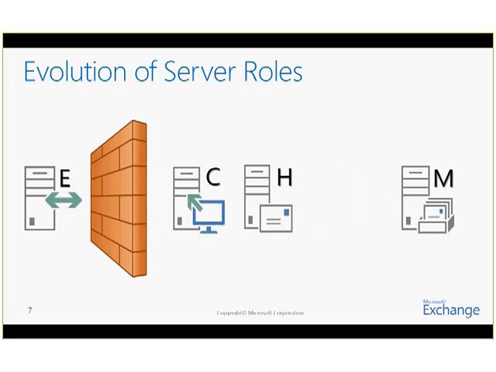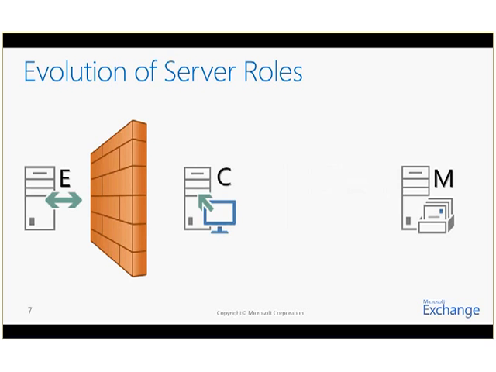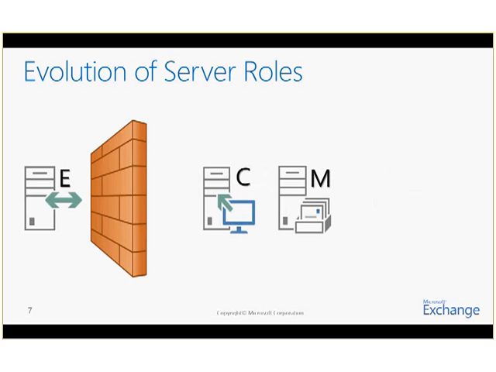And so literally, the functionality from the unified messaging role was put into the mailbox role, and the functionality from the hub transport role was put into the mailbox role, and the legacy client access role functionality was put into the mailbox role. And a whole new client access server was developed, which I'll talk about in a moment. So now we just have 2 internal roles, client access and mailbox.